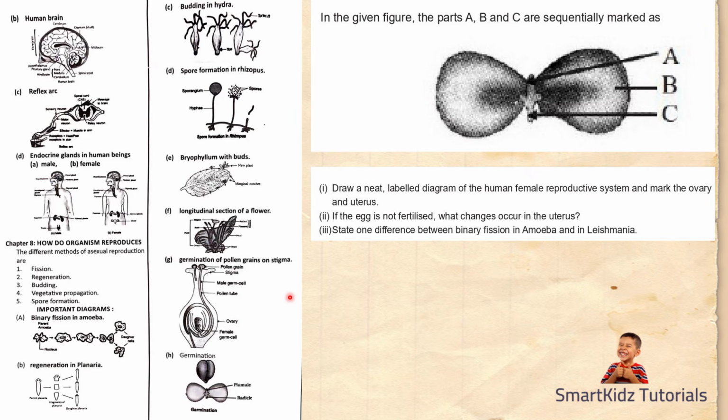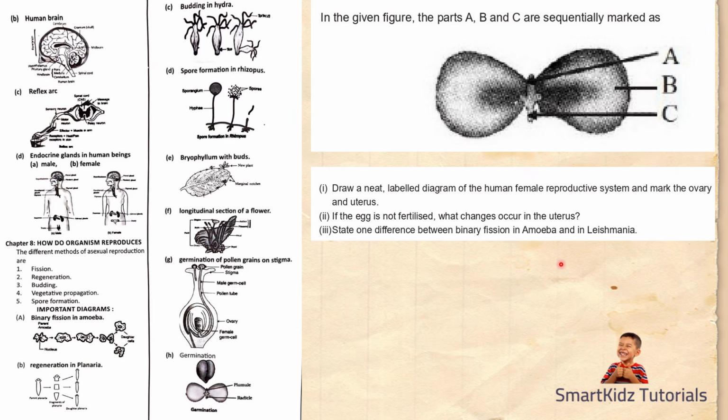And there could be something like, before I go further, you have binary fission in amoeba. Here there's a question: state one difference between binary fission in amoeba and in leishmania.